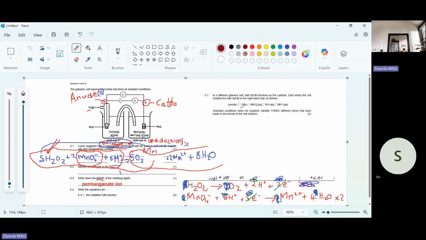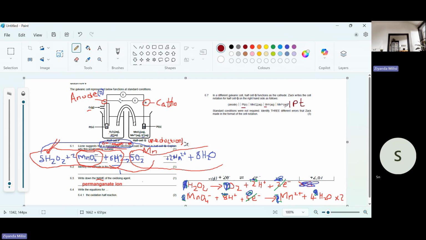1, platinum is supposed to be written at the end. You see, there. The inert electrode is supposed to be written at the end, not at the beginning. There also, the number 8 for balancing is out of order. It's not supposed to be there.